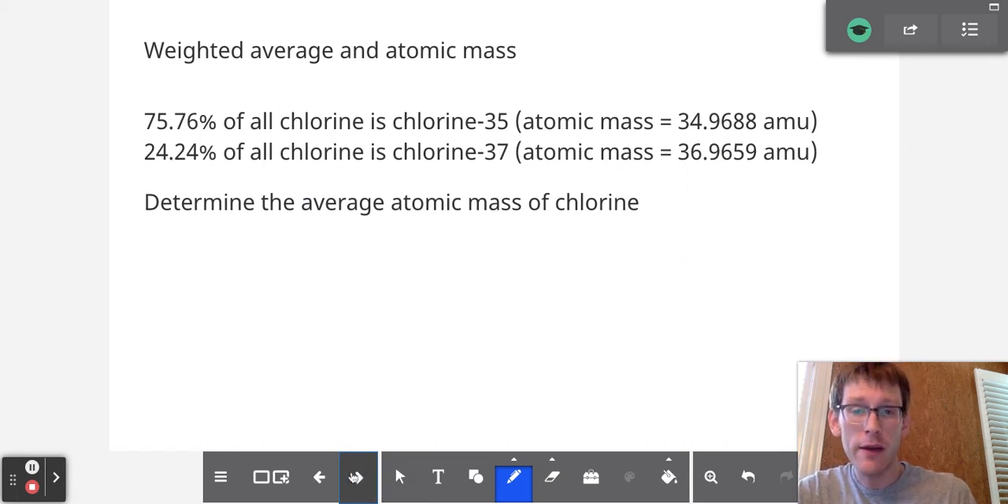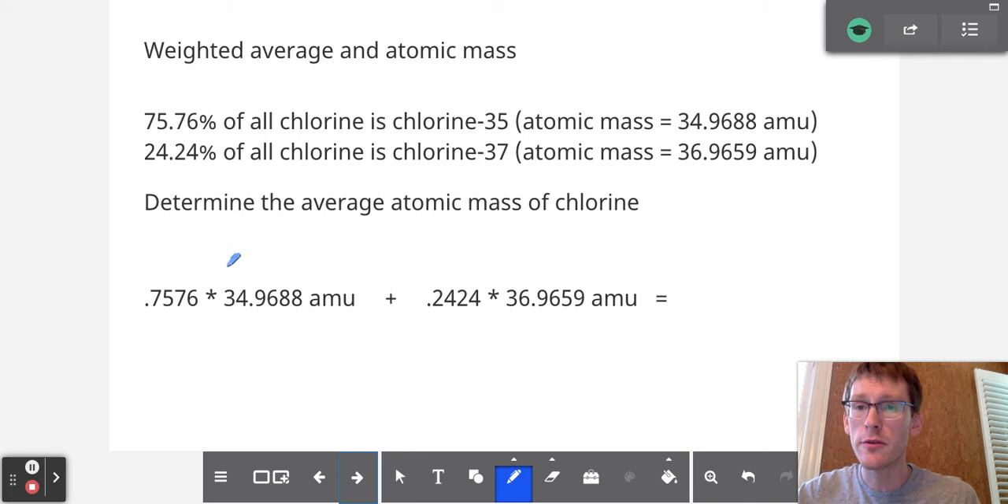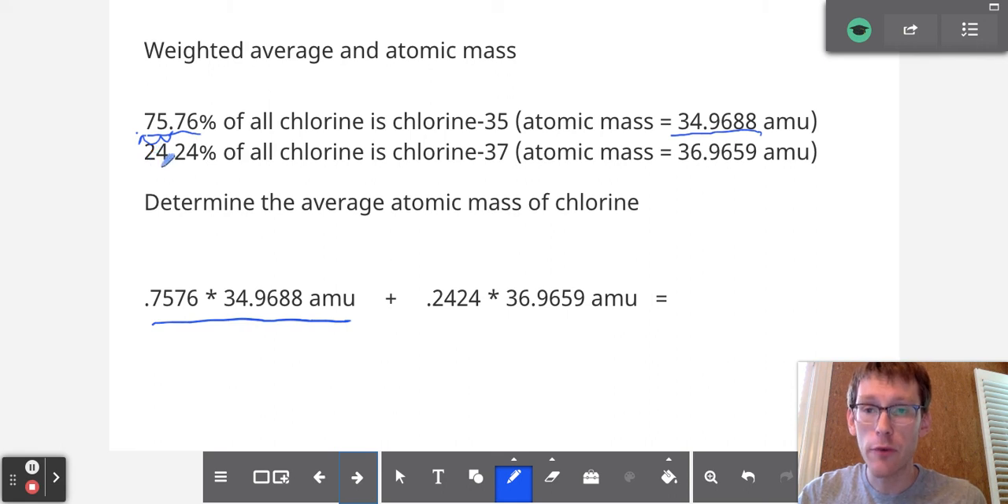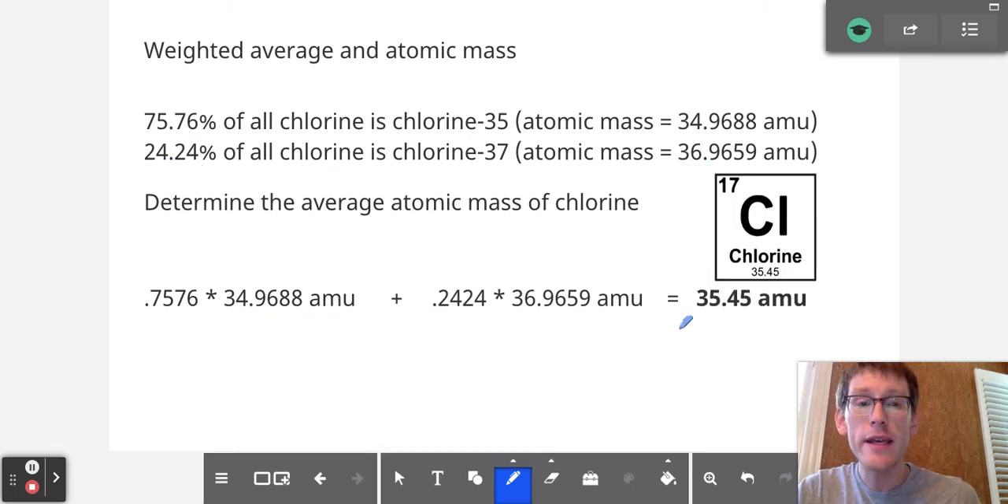So if we're trying to find the average atomic mass of chlorine, all we have to do is just take the percent abundance of chlorine 35, change it to a decimal by dividing by 100, and then multiply that by its atomic mass, and that's what we see here. And then we're going to add the 24.24% converted to a decimal of the chlorine 37 times the mass of chlorine 37, which is what we're seeing here. And when we add those together, we get 35.45 AMUs as the average atomic mass of chlorine, which, if you look it up in the periodic table, is exactly the average atomic mass of chlorine.